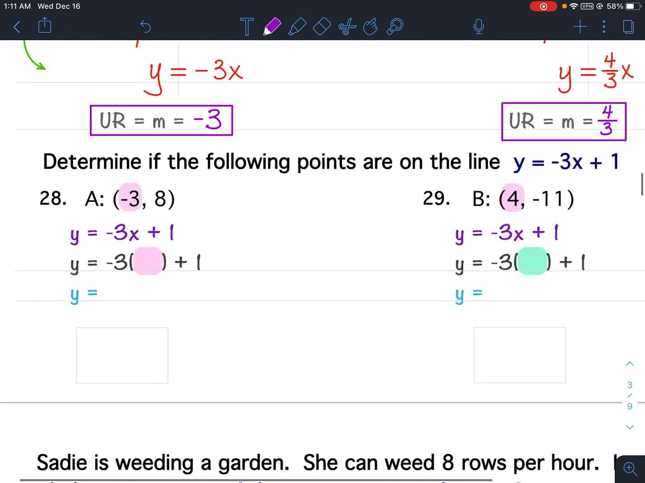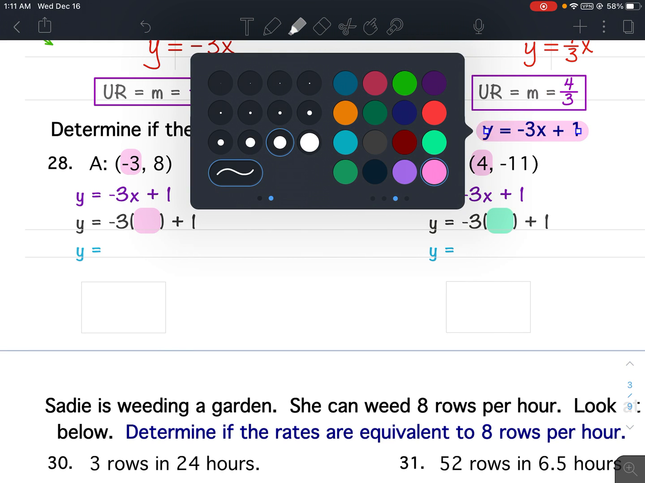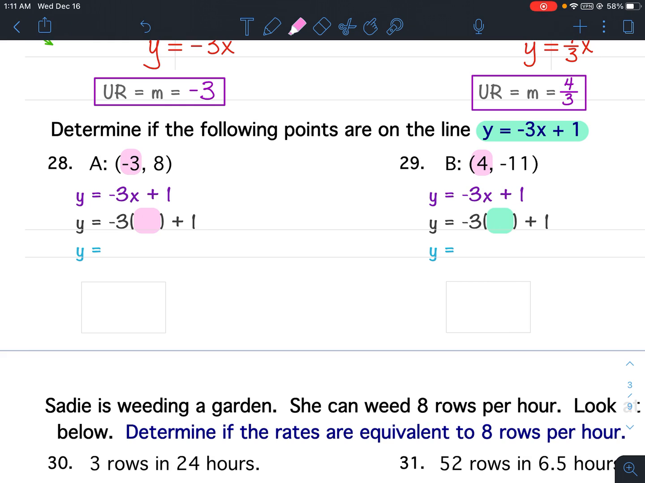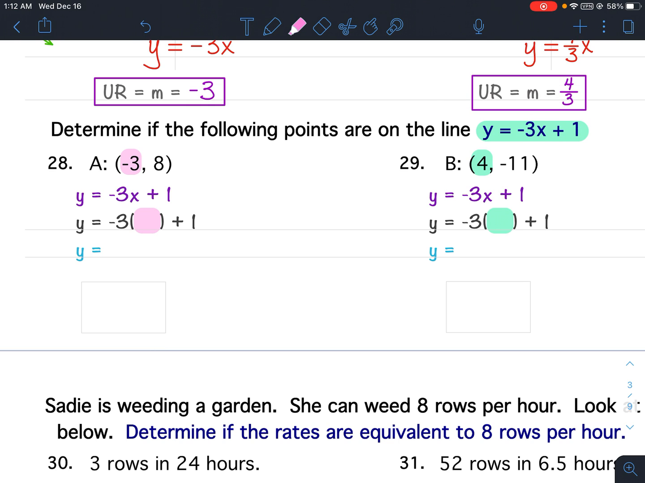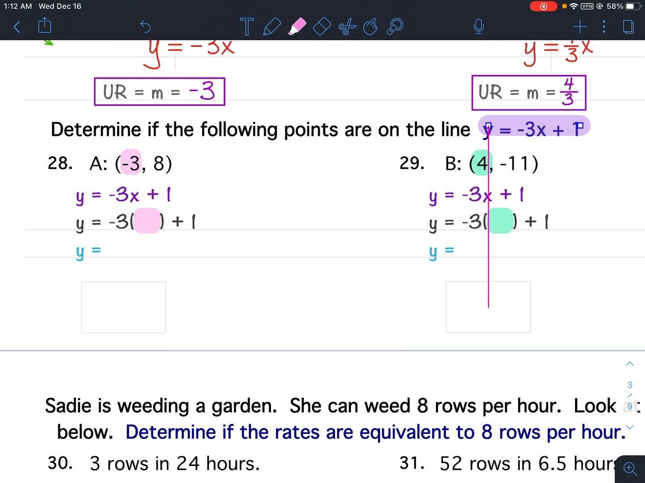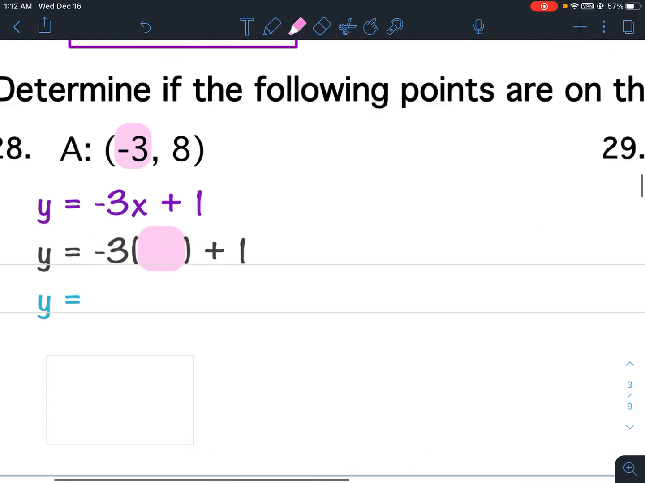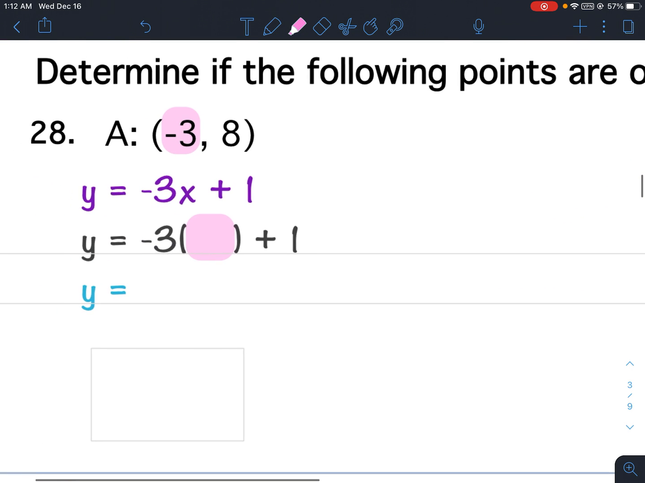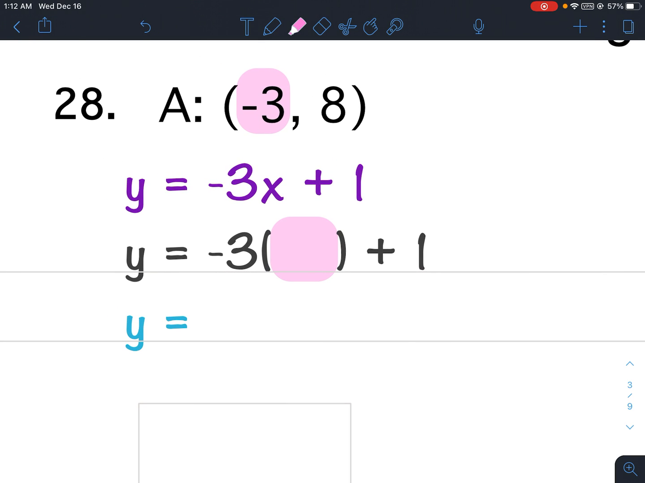Okay, 28 and 29. You're to determine if the following points are on the line y equals negative 3x plus 1. So we want to know if the points fall on that line. What I have already done is I rewrote the equation. So negative 3x plus 1, negative 3x plus 1, negative 3x plus 1. And wherever the variable x is, I put parentheses. So go ahead, pause your video, get that copied down.